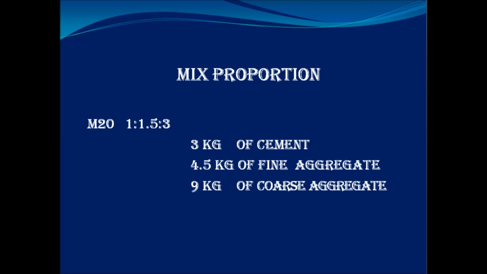The mix proportion is M20, which is 1:1.5:3, consisting of 3 kg of cement, 4.5 kg of fine aggregate and 9 kg of coarse aggregate.